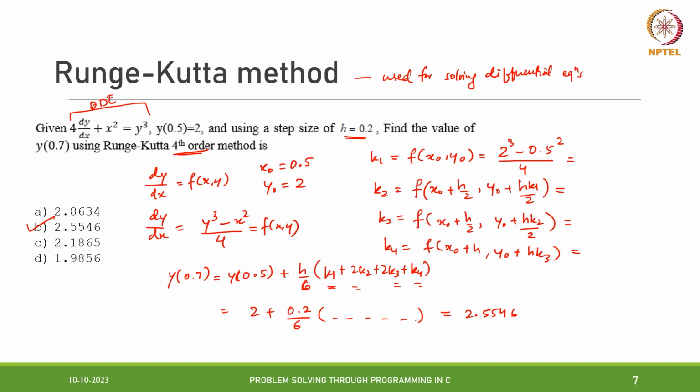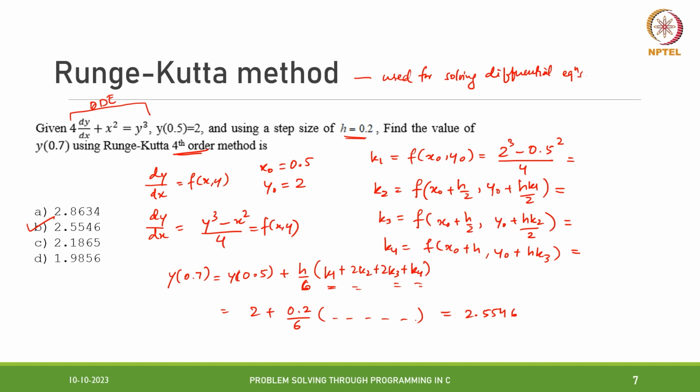Now when you get this ODE, the first step in Runge-Kutta method is to convert it to a form of dy by dx equal to f of x comma y. So I'm just going to rewrite this equation as dy by dx equals (y cube minus x square) whole divided by 4. So that is what I have done, and this is going to be my f of x comma y. Okay, and I know the initial condition: at x equals 0.5, y is 2.